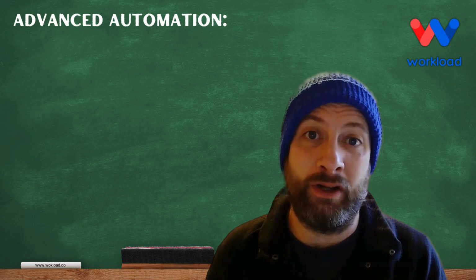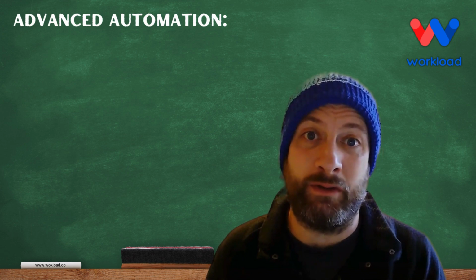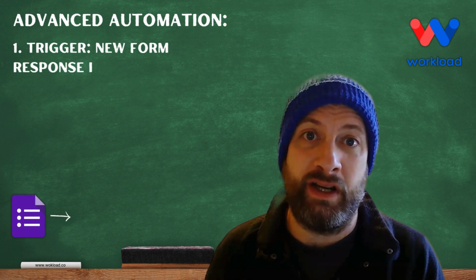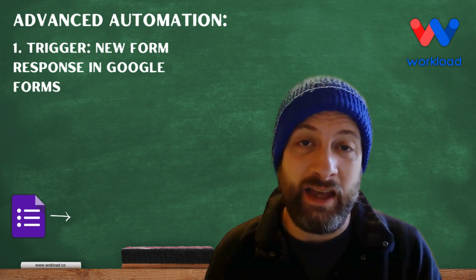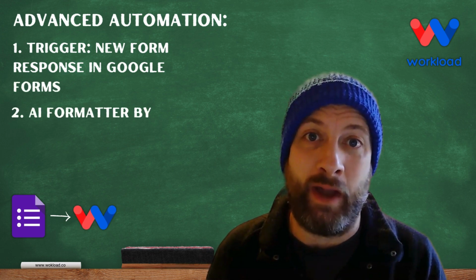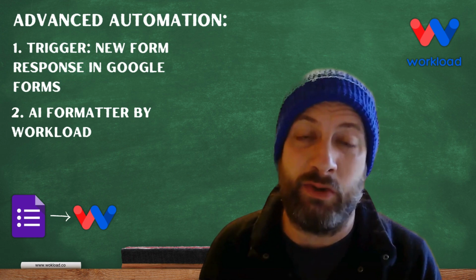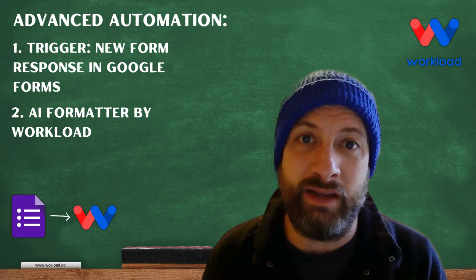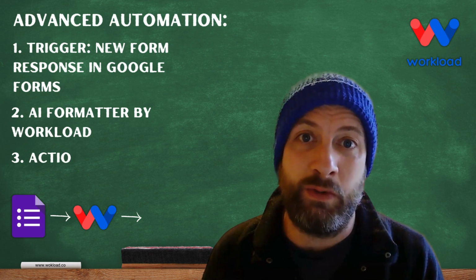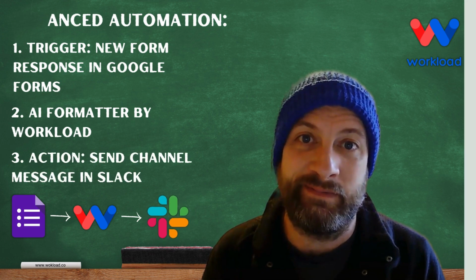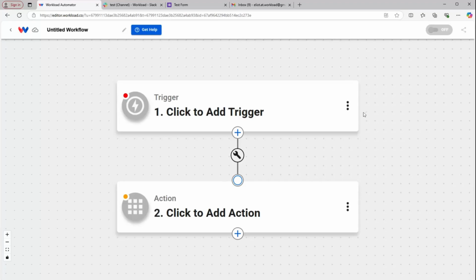In this video, we're going to learn how to make a slightly more advanced workflow. We're going to start with a new form response trigger in Google Forms, and then we're going to use our AI formatter tool by Workload in order to interpret the results of that trigger and make them into a slightly more simple response, which we then can feed into a new channel message in Slack. Alright, let's have some fun.